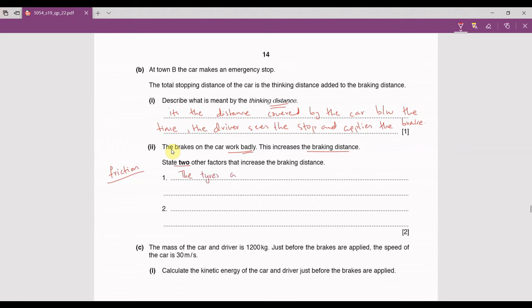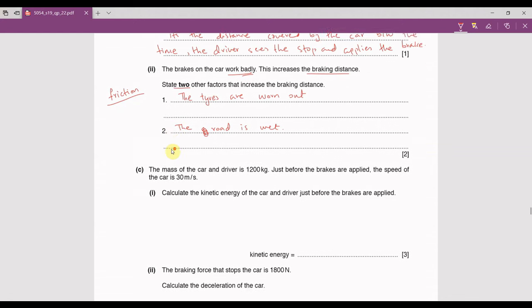So one of them could be the tires are worn out. They are not in the best condition. They cannot grip the ground very well. So there is less friction due to the tire. The other thing is that the ground, or you can say the road, is wet. Anything that will decrease the friction is going to increase the braking distance.